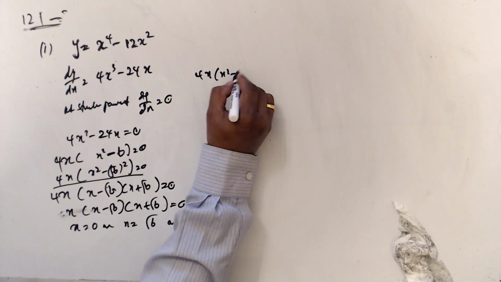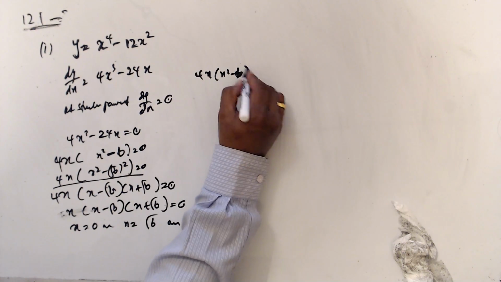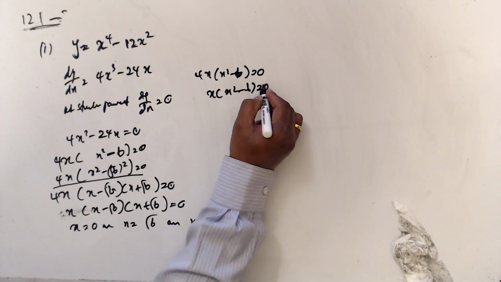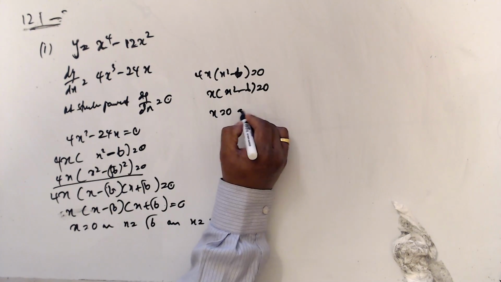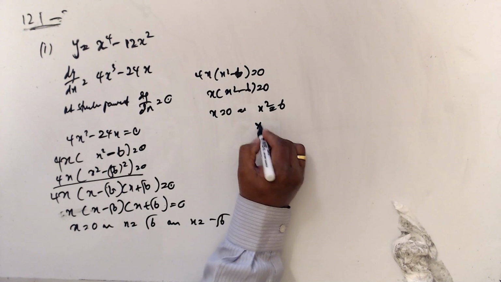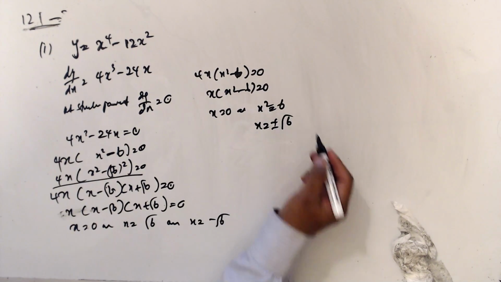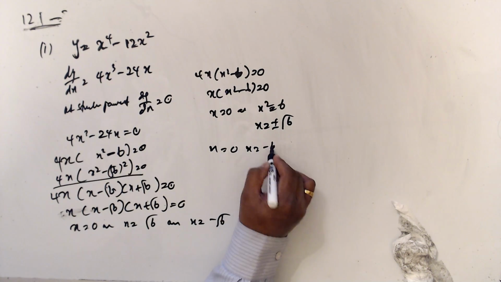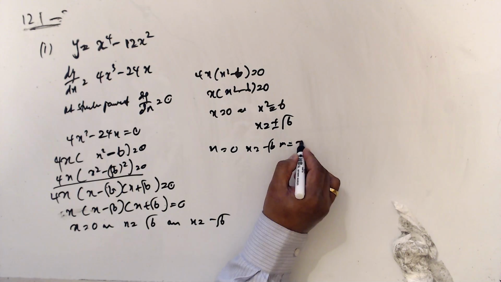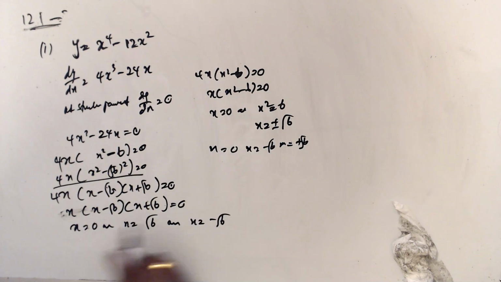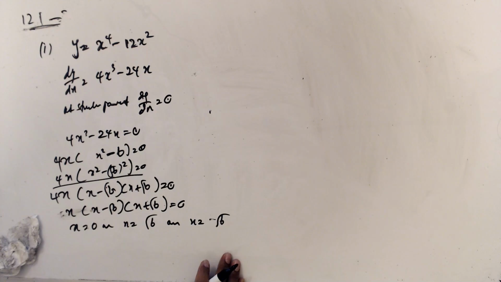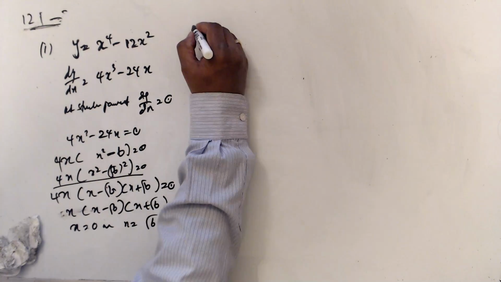You can also work like this. 4x times x squared minus 6 equals 0. So x equals 0 or x squared minus 6 equals 0, so x squared equals 6. It means x equals plus or minus square root 6. So x equals 0, x equals minus square root 6 and x equals plus square root 6. Now we have 3 points, so we'll find the relevant y coordinates now.